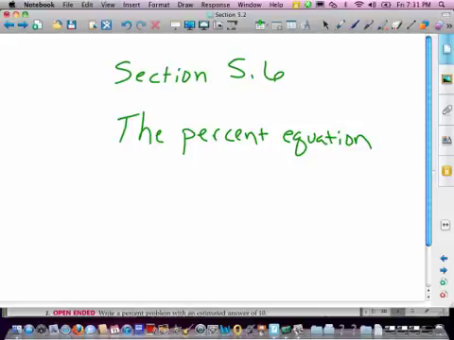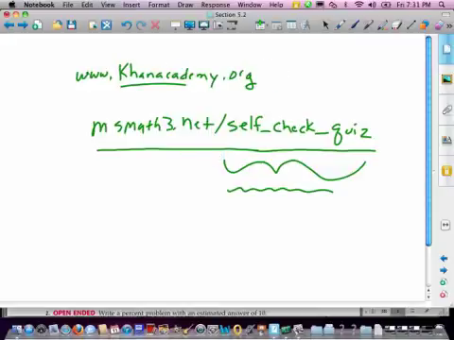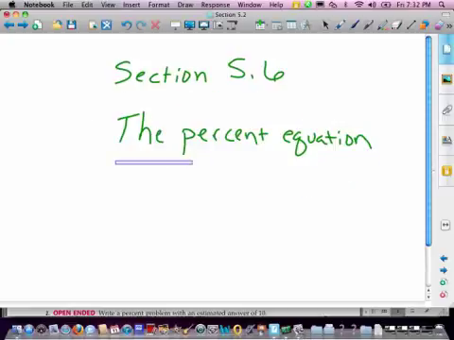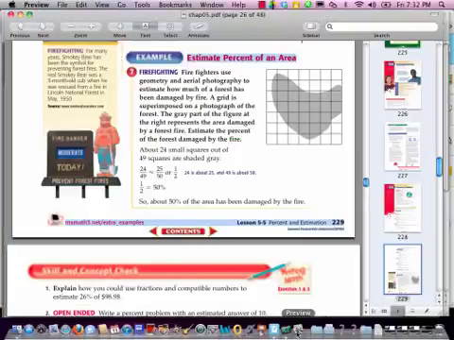We're on section 5.6, and this is the percent equation. This is going to look kind of familiar to you. It seems similar to what we did a couple sections back when we were working on the percent proportion, which I believe was in section 5.3. We're going to do some of those same types of things again in this section. So let's take a look at some of this.